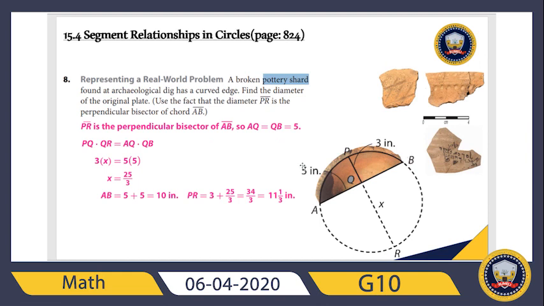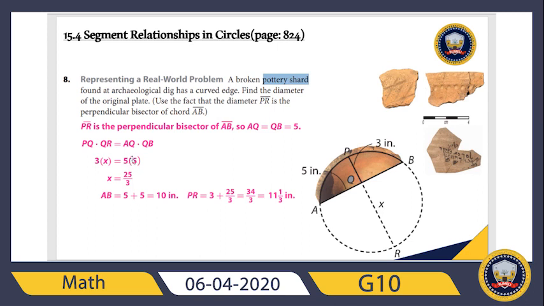Now let me write the product of chord to chord. Since these are two chords, I will have PQ times QR equal to AQ times QB. That is written here. Now I'm going to put my numbers there. PQ is given to be 3 inches. QR, I called it X. And AQ is 5 inches and QB is also 5 inches.